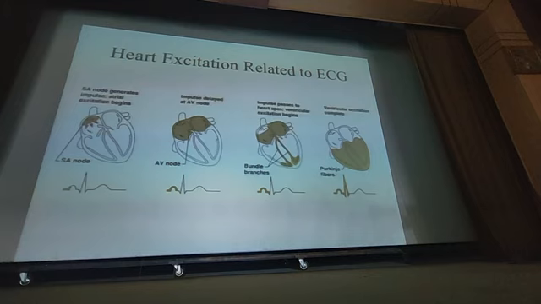That's why the axis of the heart is toward the largest muscle mass. Electrical excitability is the sum of all electrical excitability, so it will be the same direction as the axis of the heart.